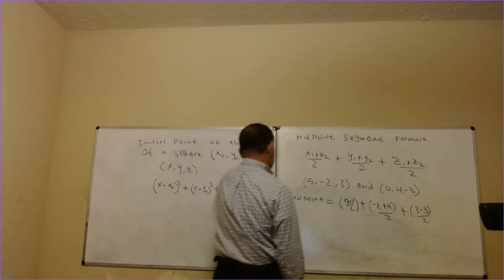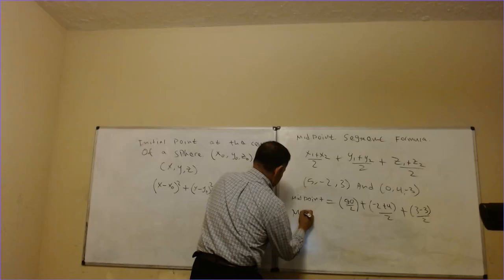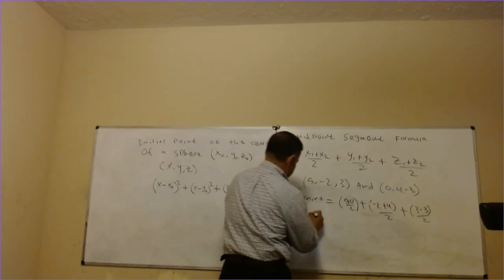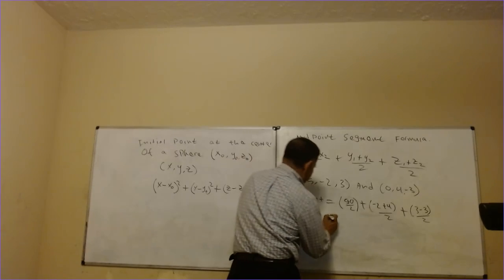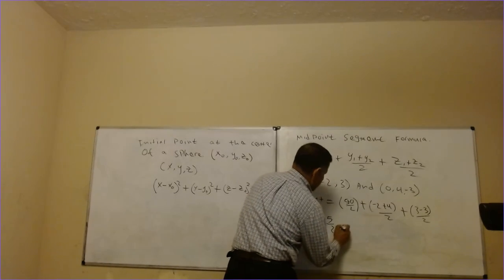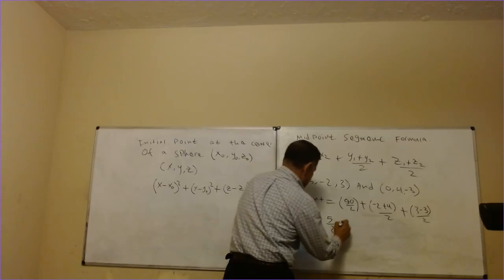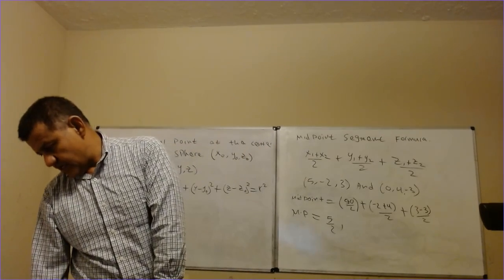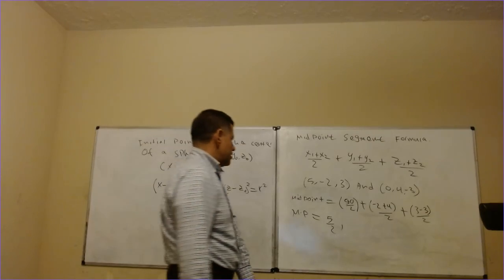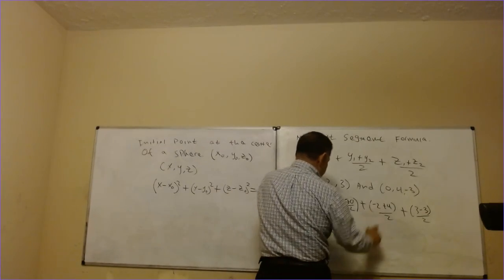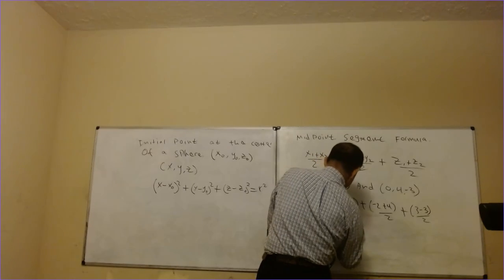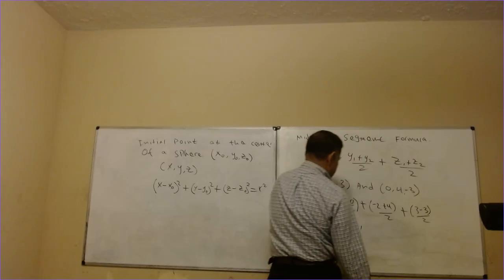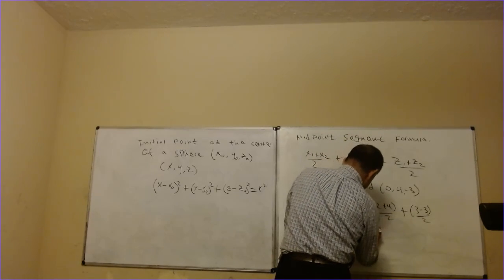Okay? So the midpoint, usually put MP for short, is equal to 5 halves, comma, divided by commas. So here I get 1 half, and when I do this, I get 0. 0 over 2 is simply 0, right?